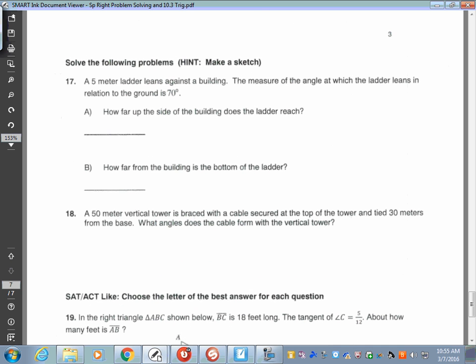All right, then these are word problems. Same thing. You have to draw pictures, but it's the same process.